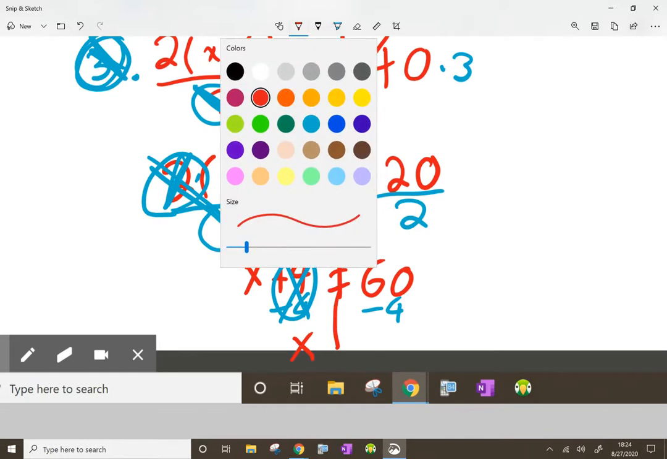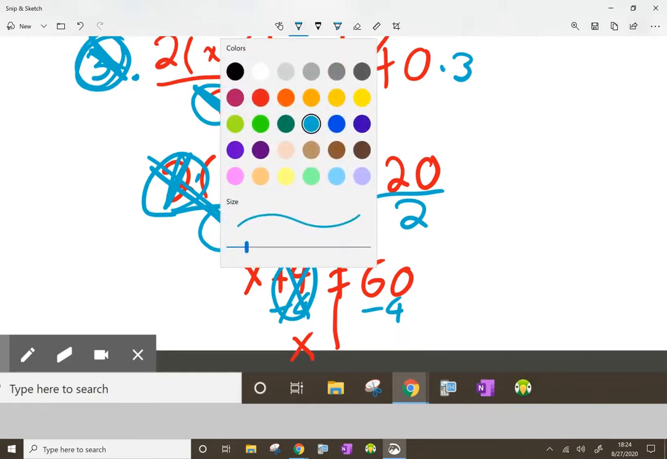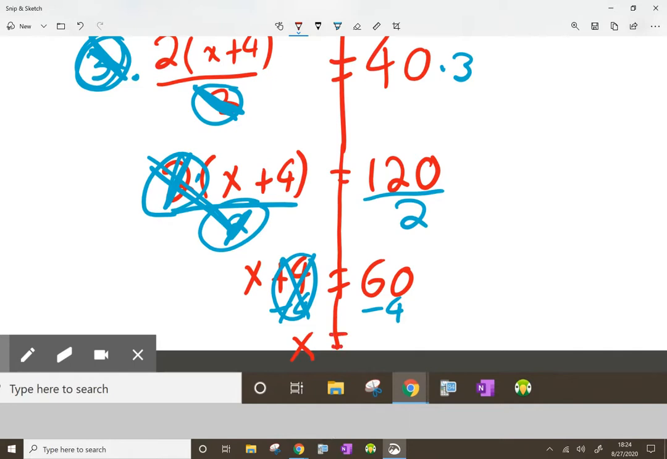And now let me just simplify what subtracting 4 does to the right side. So 60 minus 4 is just going to equal 56, right? So x is equal to 56. And that is our final answer.